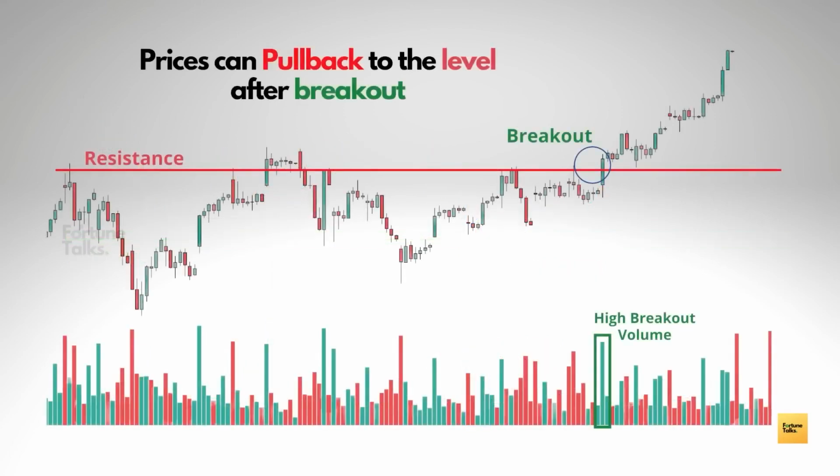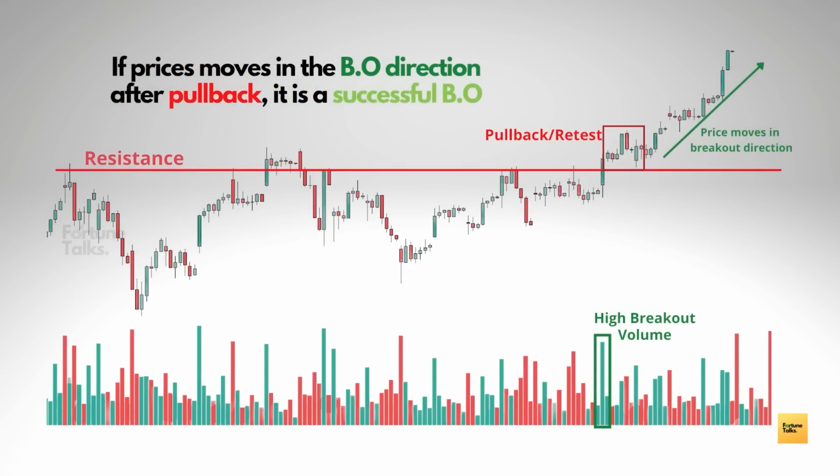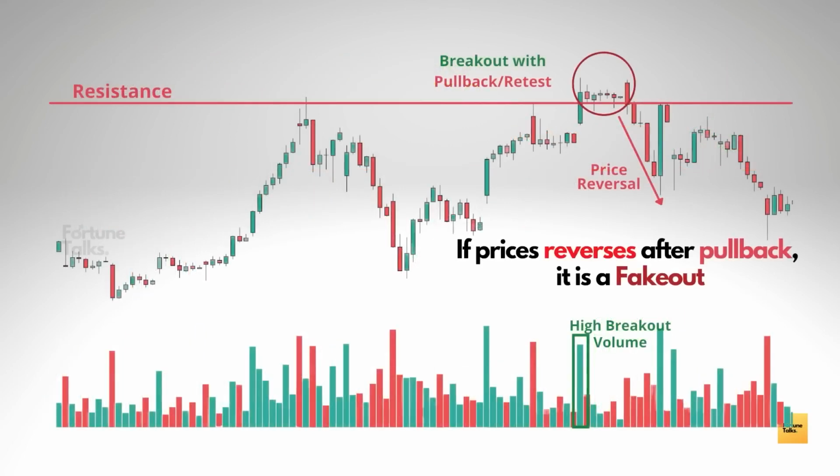In some instances, even after a high volume breakout, the price will often retrace or pull back to the breakout point before moving in the breakout direction again. This is because the short-term traders will often buy the initial breakout, but they will attempt to sell quite quickly for profit. This selling by the short-term traders will temporarily drive the prices back to the breakout point. Now, if the breakout is legitimate, then the price should move back in the breakout direction after the retest or pullback. And if it does not, it is a failed breakout and the prices would reverse.